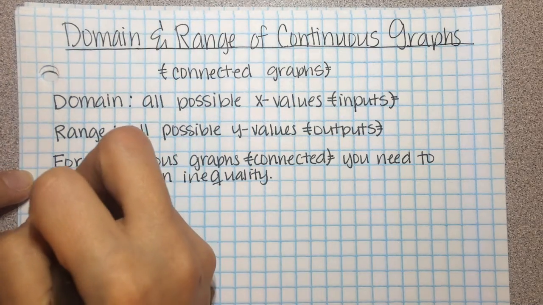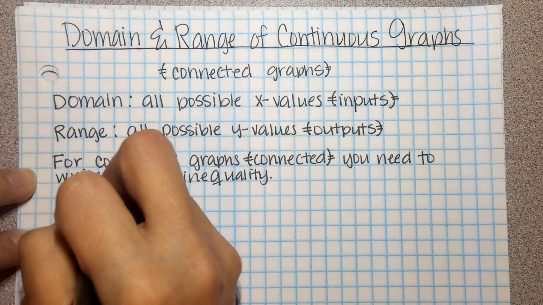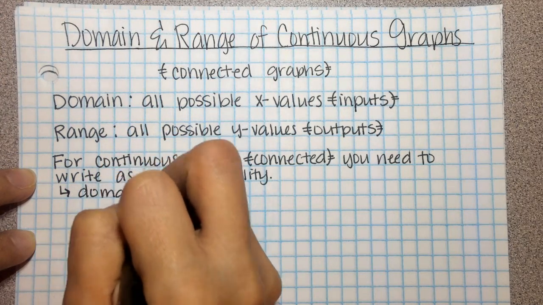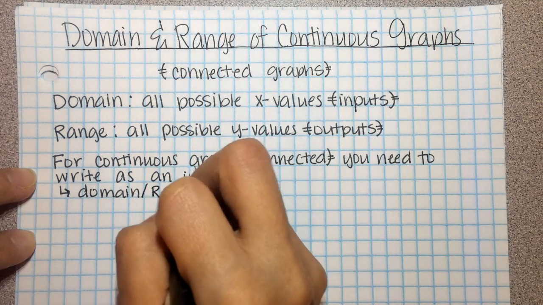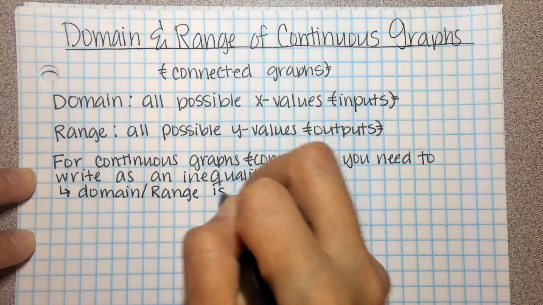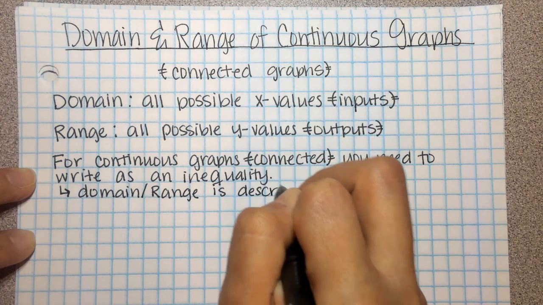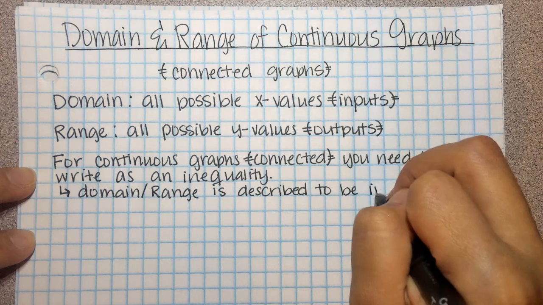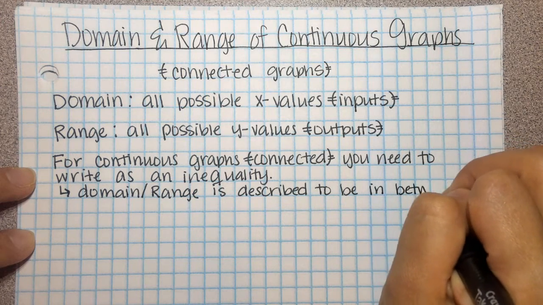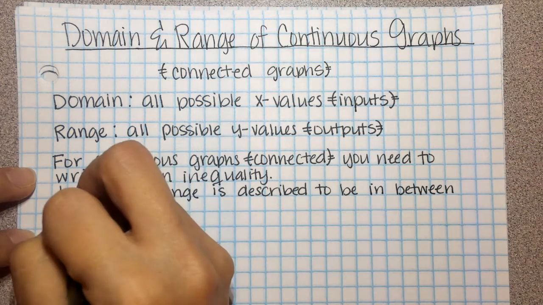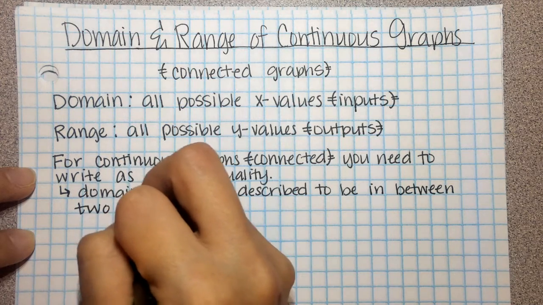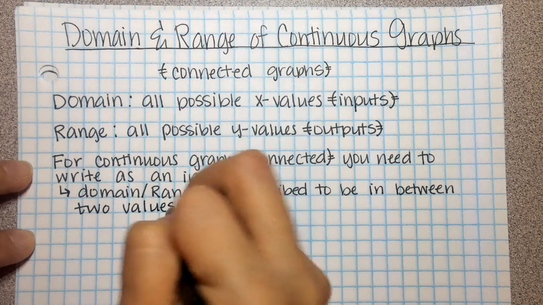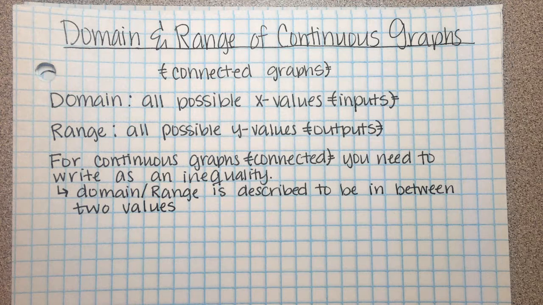Okay. So all that means is that domain and range is described to be in between two values. So we're looking really for the distance that the line takes, or the curve, or the shape on the graph takes. It is this wide and this long. That's my domain and range.